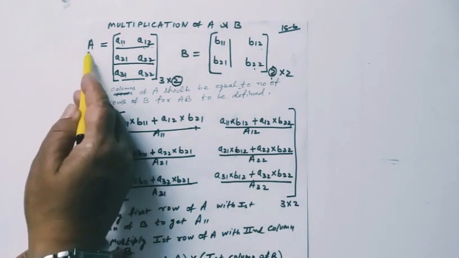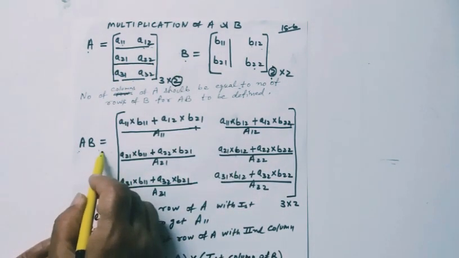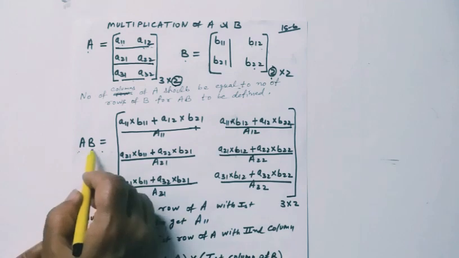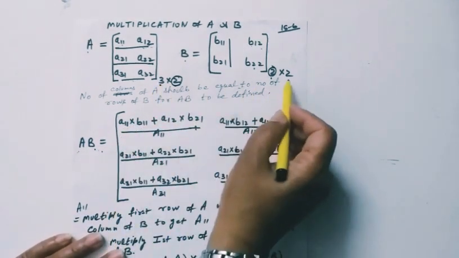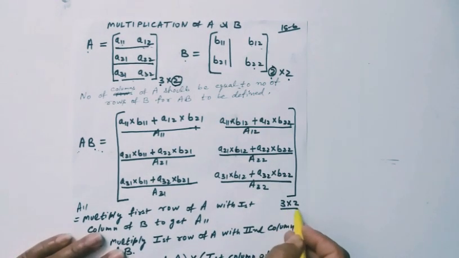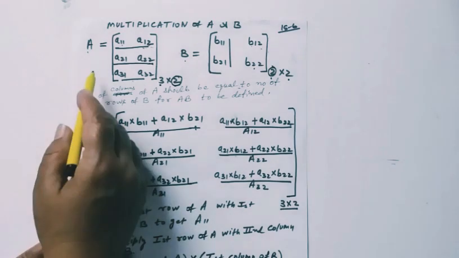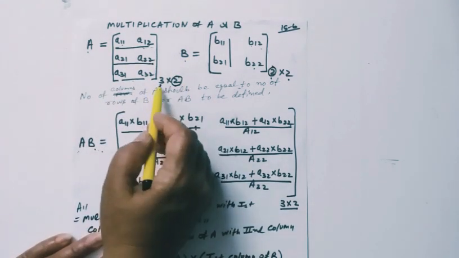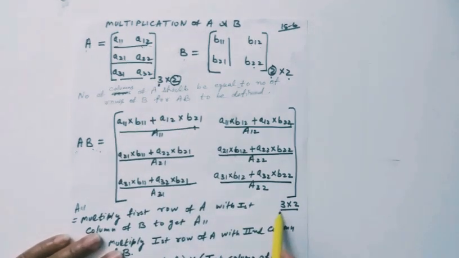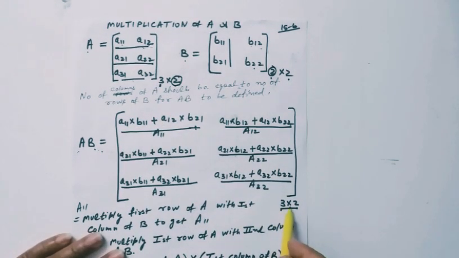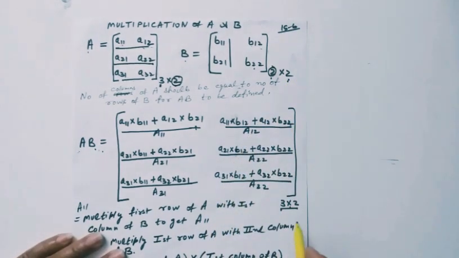If you multiply two matrices A and B, then the answer, the product AB, will have the order 3 cross 2. This is the order of the product AB. So the order of the product of two matrices AB is the number of rows of A, which is 3, cross the number of columns of B, which is 2.